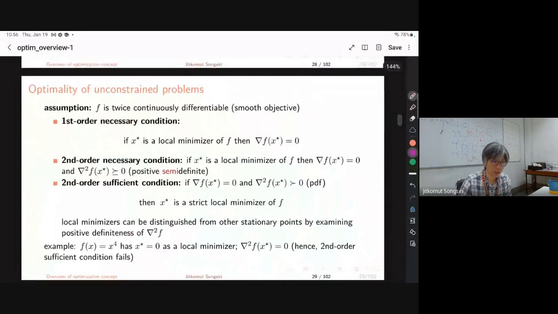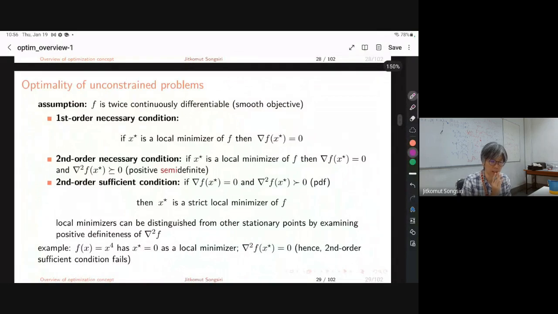Now let's talk about the theory a little bit, because this is very important and very well known as well. When you tackle an unconstrained problem, let's assume that your f is twice continuously differentiable. What does it mean? It is differentiable. How many orders? Twice, second order. And then your second order derivative is continuous. That's what it means.